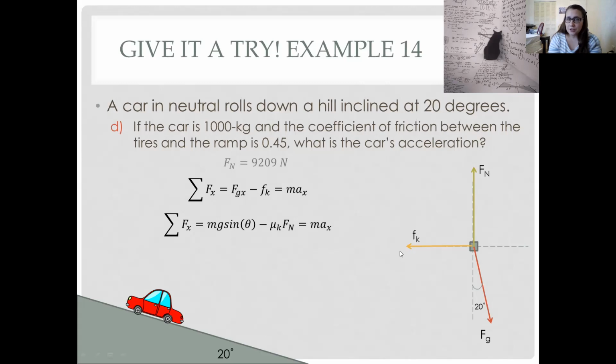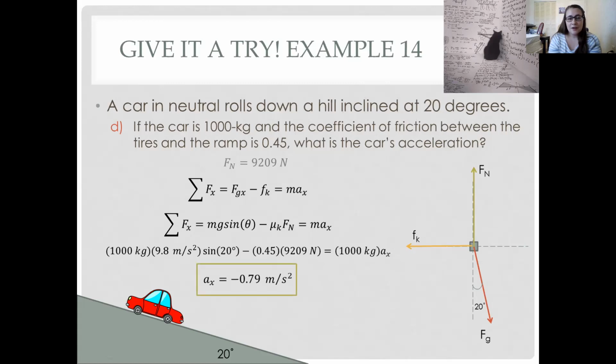But we still calculate the force of friction the same way. It's mu, that coefficient, times the normal force. Aha, that's why we needed the normal force. So once we plug in our numbers, 1,000 kilograms times 9.8 meters per second squared times the sine of our angle, that gives us the x component of gravity. The friction force is our coefficient, 0.45, times the normal force that we just found, 9,209. And then again, our mass is still 1,000 kilograms. All we have left to do is simplify that and solve for the acceleration. And we find that the acceleration is negative 0.79 meters per second squared.